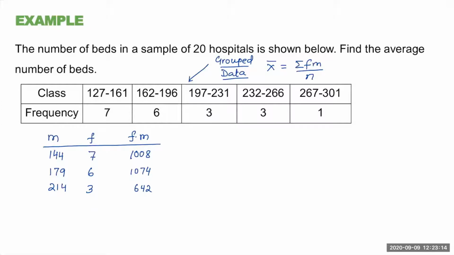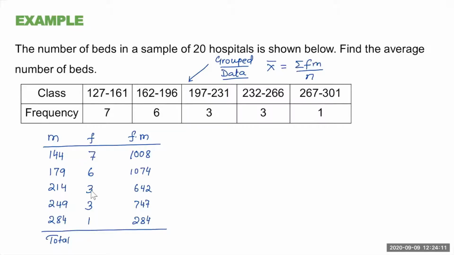We go to the next class now, which is 232 plus 266, that is 498. If you divide it by 2, it will be 249. You can see the frequency is 3. If you multiply 249 times 3, it will be 747. One more to go. 267 plus 301 is 568. Divide that by 2, you get 284. Frequency is 1. Now if you multiply, 284 times 1 is 284. Now let's find the total.